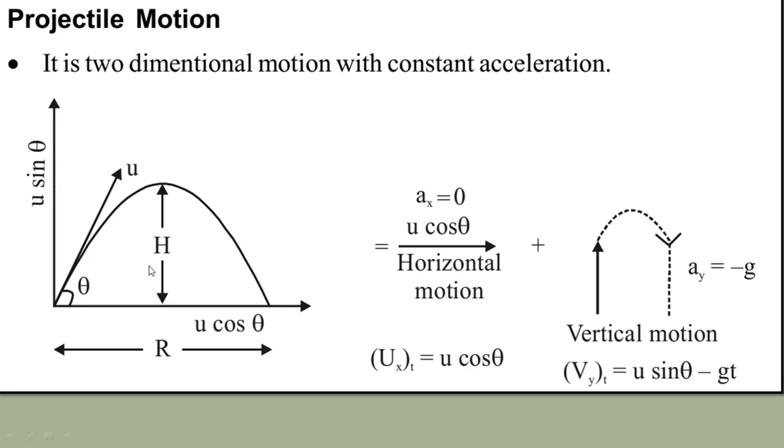So the x component is u cos theta, the y component is u sin theta, and R is the distance covered from the starting point to where it drops. Horizontally, ax is equal to 0, so that is horizontal motion. Vertically, ay is equal to minus g, so that is vertical motion. So vx at time t is equal to u cos theta, and vy at time t is equal to u sin theta minus gt.